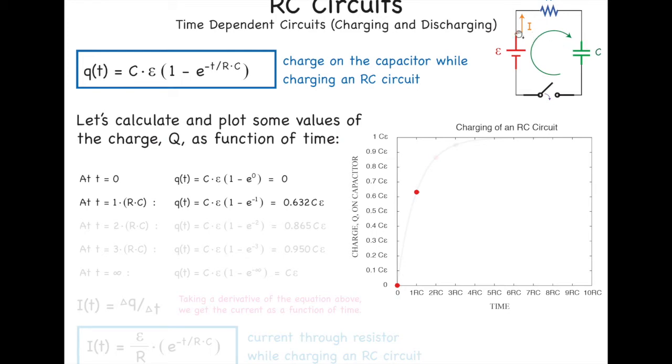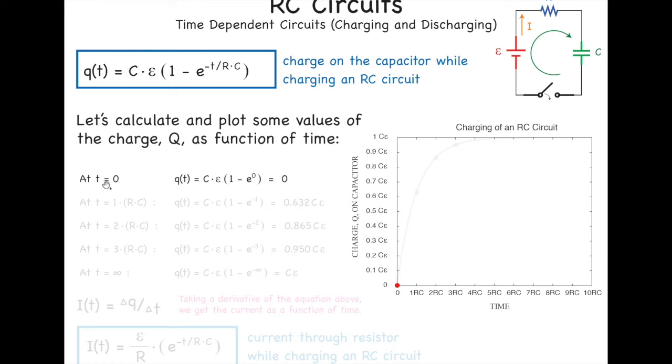After a long time, when charge is finished running, we expect that the voltage across the capacitor will be equal to the voltage across the EMF. So using Q equals VC, the total charge would be V of EMF times C. So this is the maximum charge that we'll have at some infinite time.